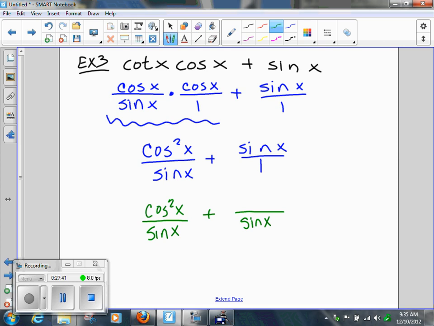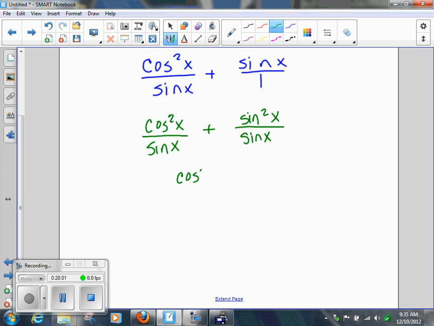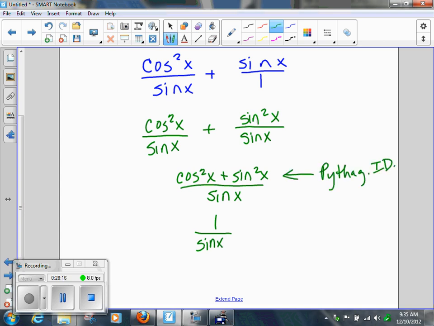This one doesn't change. If I multiply sine to the bottom, I have to multiply sine to the top. So what's sine times sine? Sine squared. What do we do now? Write it as one fraction, okay? Here we go. Cosine squared x plus sine squared x over sine. Why? Because of the card. That's your Pythagorean identity, which is on your card.